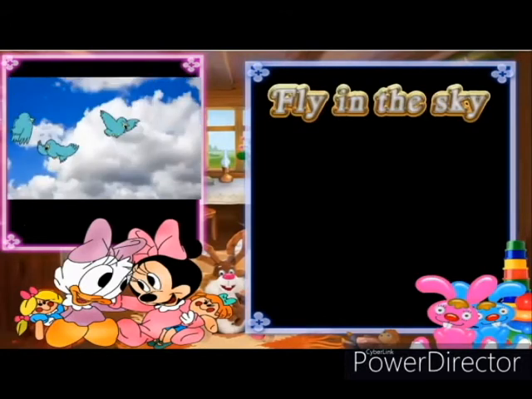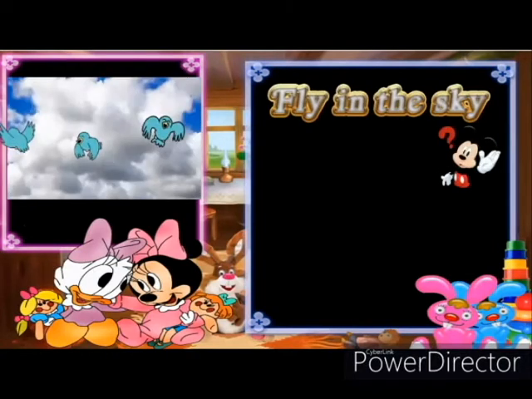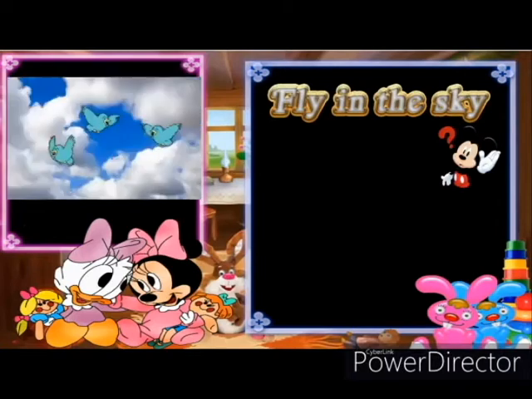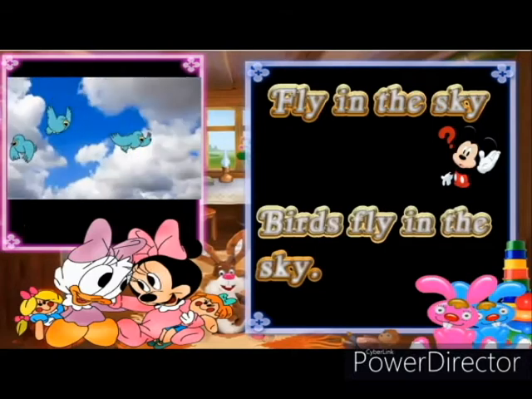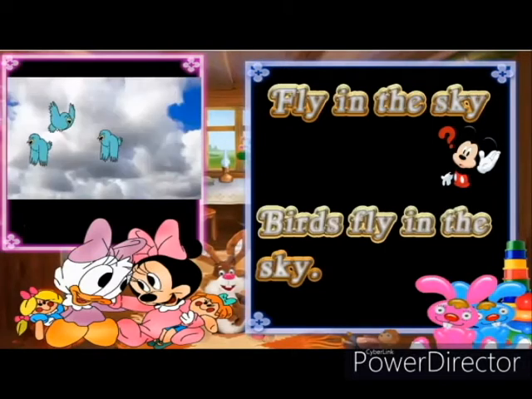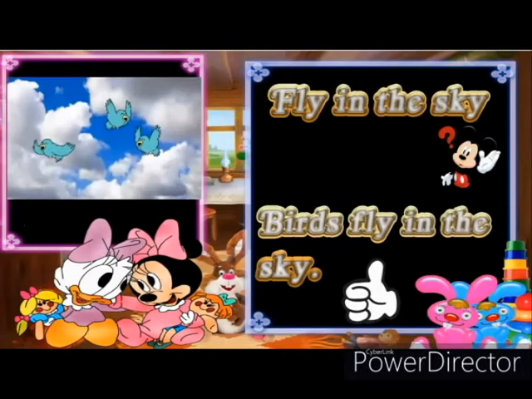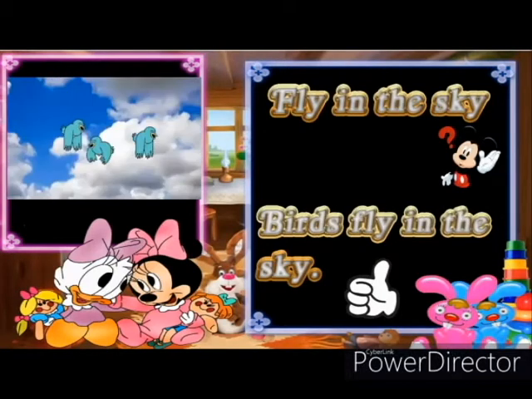Here we can see a sky and a few birds flying, and a statement like "fly in the sky." A group of words that doesn't give a complete idea is not a sentence. Let us place the words in the correct order, like "birds fly in the sky." Now the sentence makes sense. So, to make sense, all the words of a sentence must be placed in the correct order.